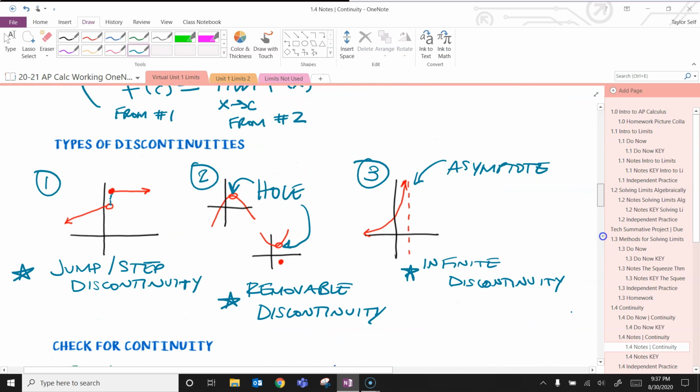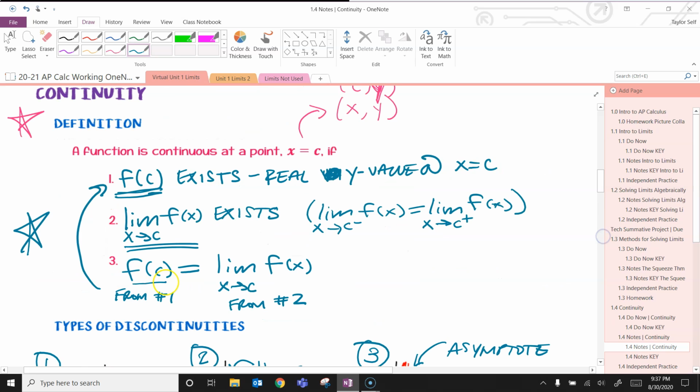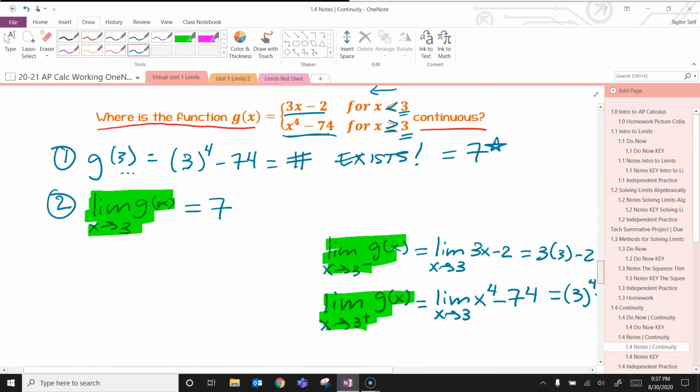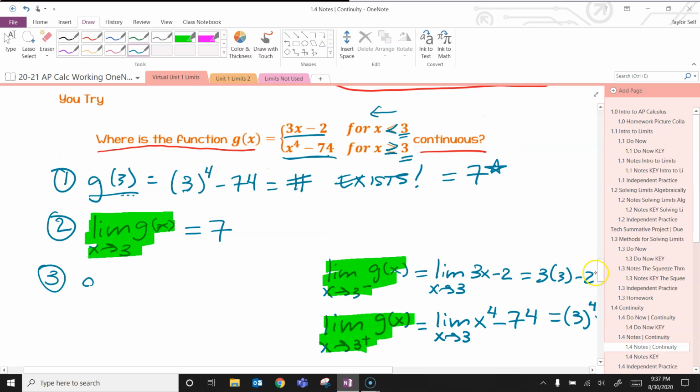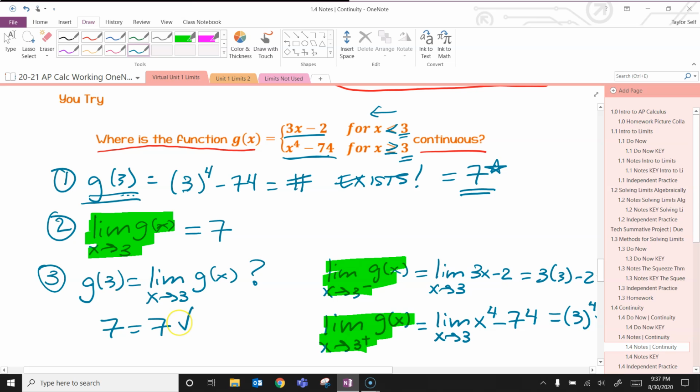Step 3, we have to check, does f of c, the number you got from the first thing, equal the limit? Does g of 3 equal the limit as x approaches 3 of g of x? That's a question. Yes, it does, because g of 3 was 7. So 7 equals 7. Yay! It asked, where is the function continuous? The answer is everywhere.